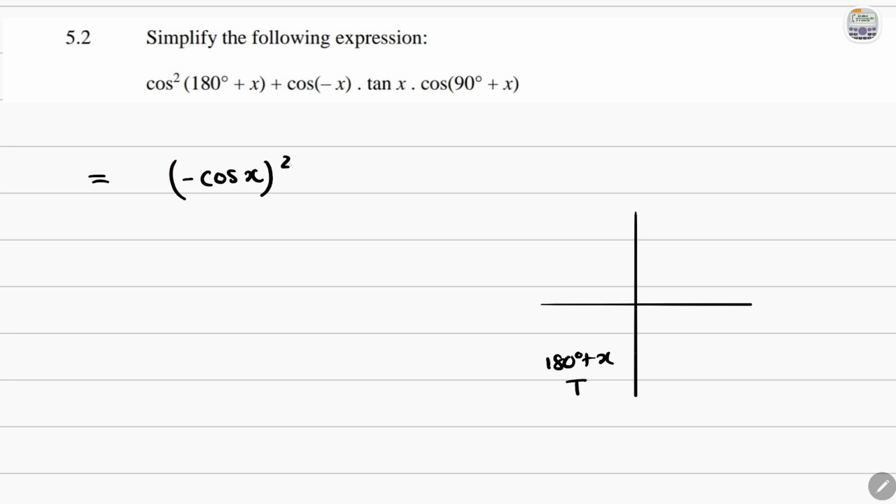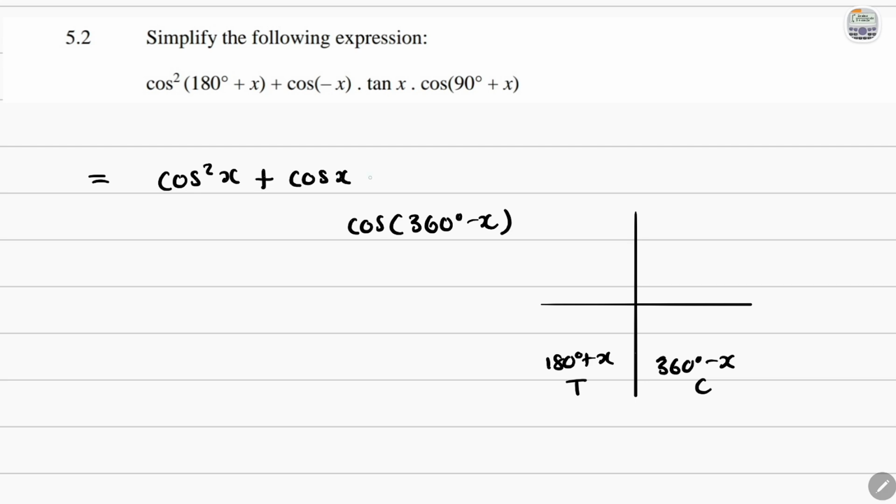So it will still get squared and then become positive cos squared x. And then we have plus, okay, then we have cos negative x. Now the angle is negative. When it's negative, you can just add 360 degrees to this. So that would be cos 360 degrees minus x. And then once you reduce this, you see that 360 degrees minus x is in the cos quadrant. So this stays positive. So it will stay positive cos x.